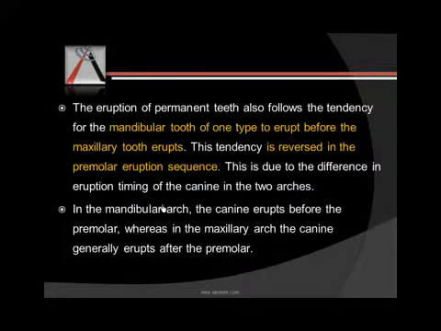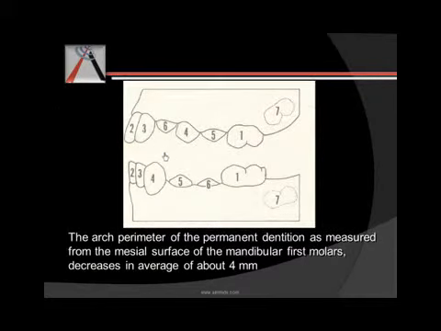Now, as we see the sequence of eruption of mandibular and maxillary teeth, there's one more very typical rule: the mandibular teeth erupt before the maxillary teeth. And this tendency is reversed in premolar eruption. So in all the teeth, be it incisors or molars, your mandibular incisor will erupt before the maxillary incisor, and your mandibular molar will erupt before the maxillary molar. But when we talk about a premolar, it's the maxillary premolar that erupts before your mandibular premolar. Why is it so? This will be clear in our next diagram here.